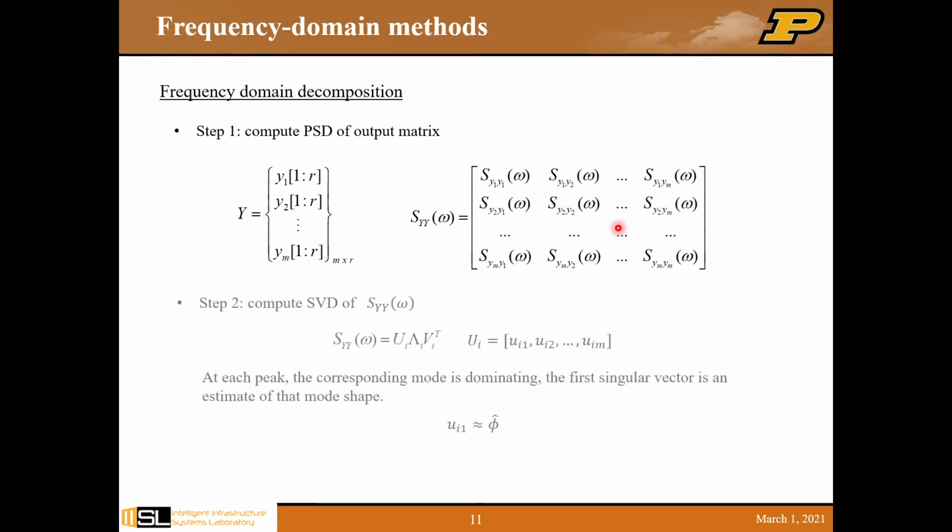The next step is to compute the singular value decomposition of the output power spectral density, which is actually equal to U lambda V transpose. U, which is the left singular vector, can help us obtain the mode shape based on the assumption that at each peak value the corresponding mode is dominant. Therefore, U i1 can be used as the approximation of the mode shape.